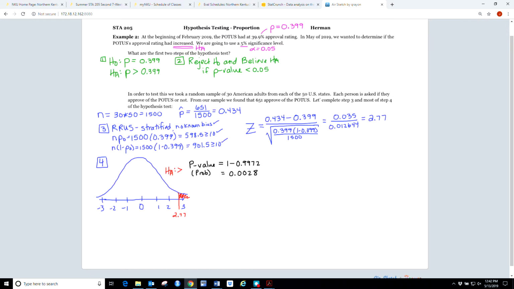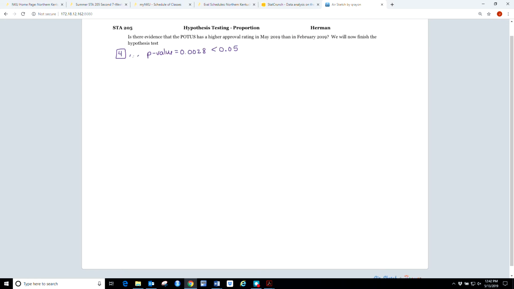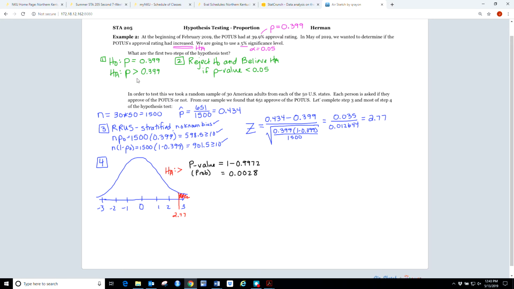So because that is true, I am then going to reject the null and believe my alternative. So because of that, I will reject my null hypothesis and believe the alternative hypothesis. If I believe the alternative hypothesis, I do believe that his approval rating has increased, because my alternative hypothesis was that it is bigger than 39.9%, and that means that it had increased.